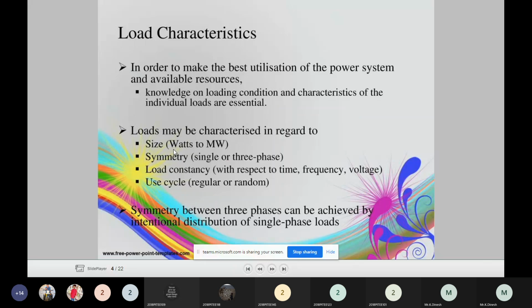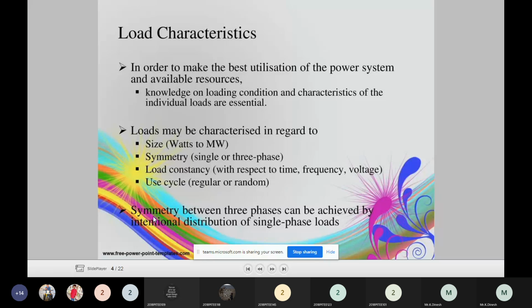We have to incorporate the size, watts to megawatts. Next one is symmetry. Either it should be single phase or three phase. And the third one is load consistency, with respect to time, frequency, and voltage. Fourth one is use cycle, whether the cyclic process is in a regular mode or random mode.